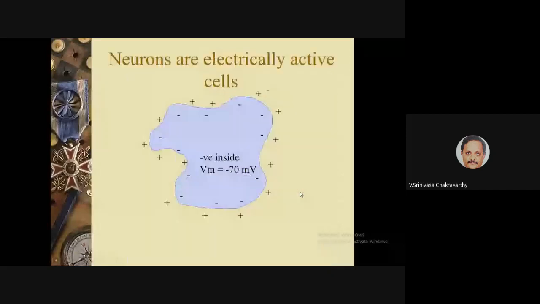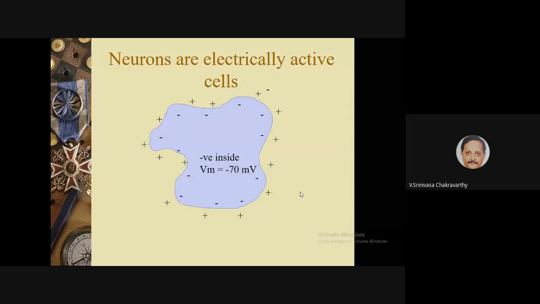Okay, so now talking about neuron signaling, the first thing we need to remember is that a neuron is an electrically active cell. In fact, any cell has some electrical activity, in the sense that there is a voltage difference between the inside of the cell and the outside of the cell. This is true for pretty much any cell.